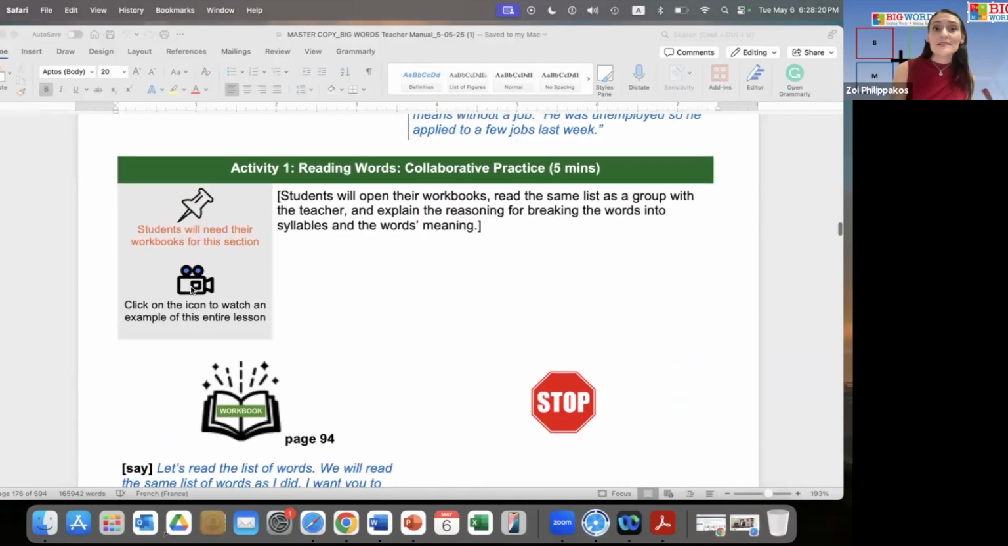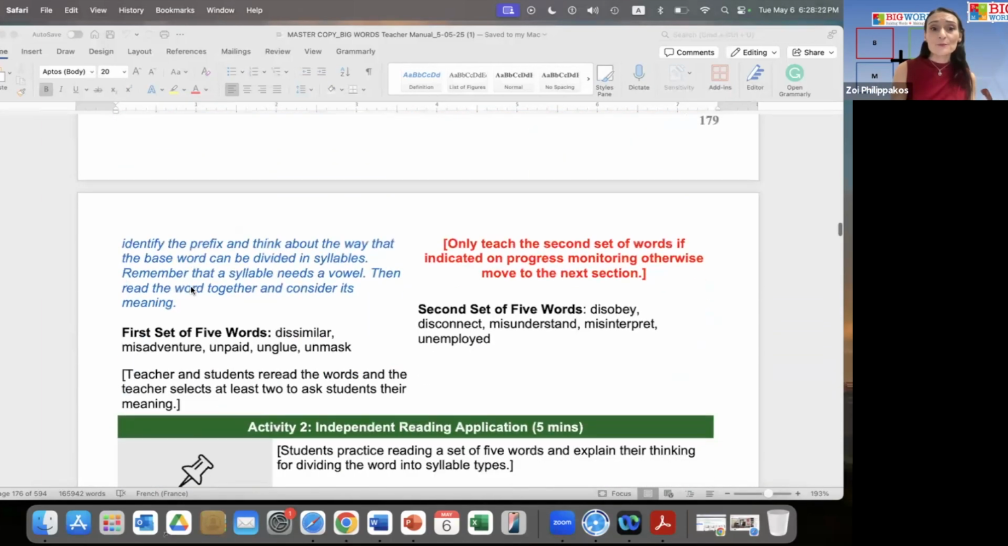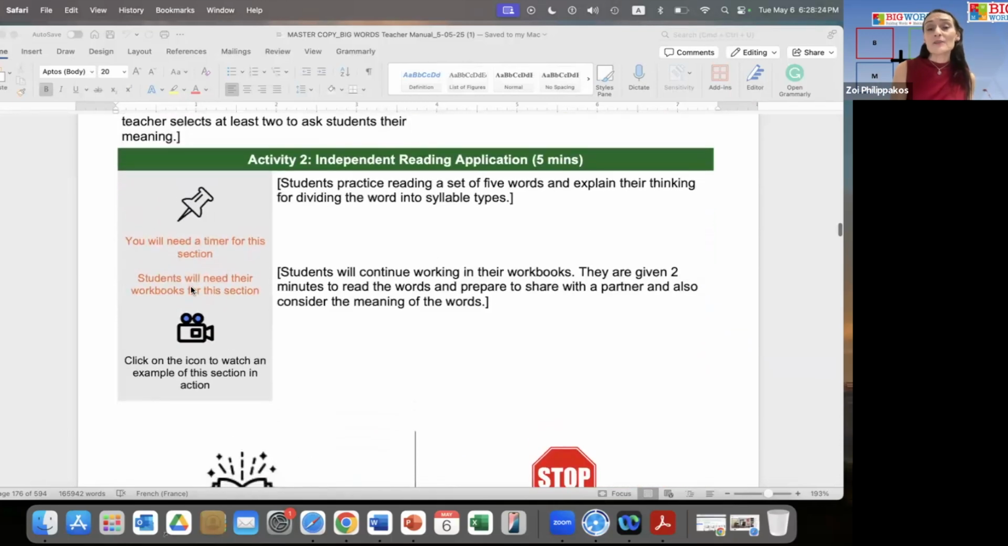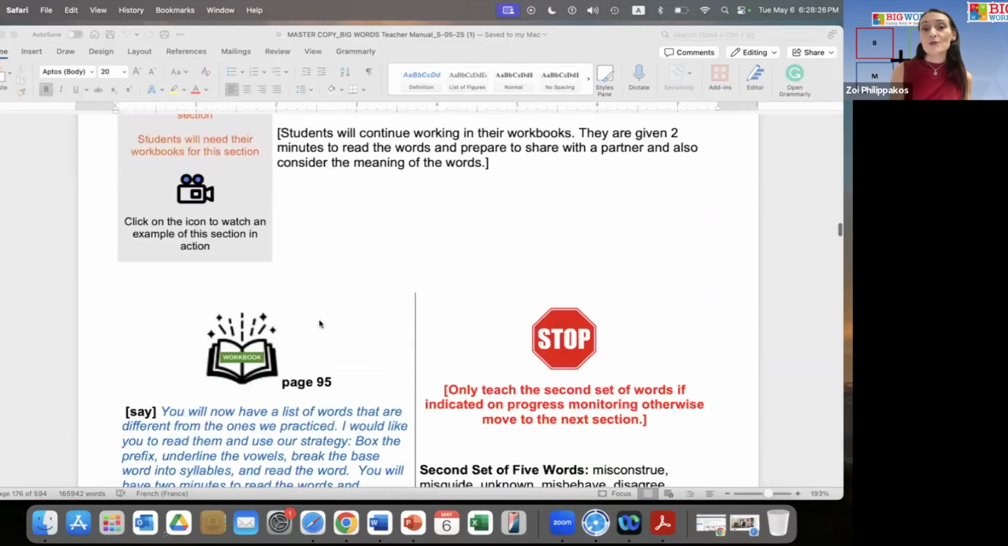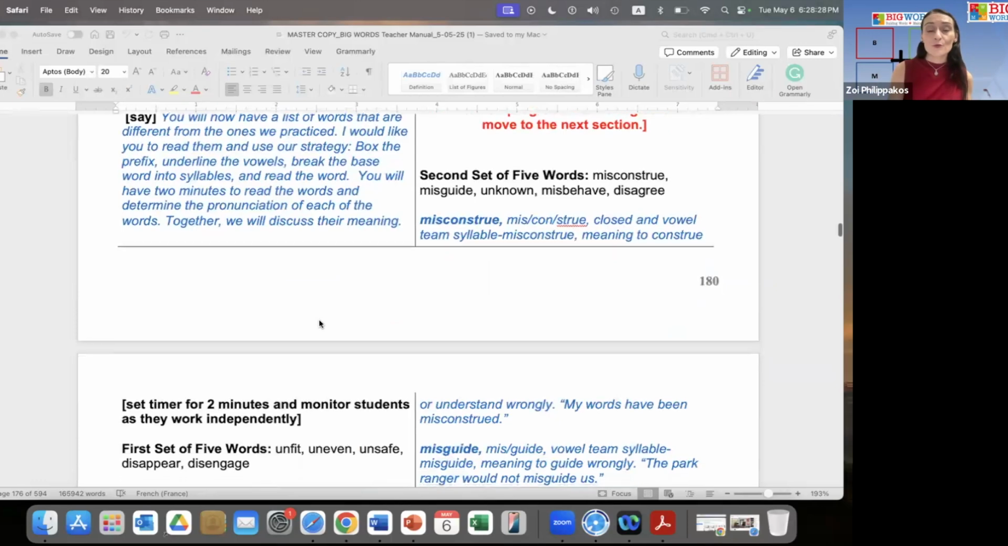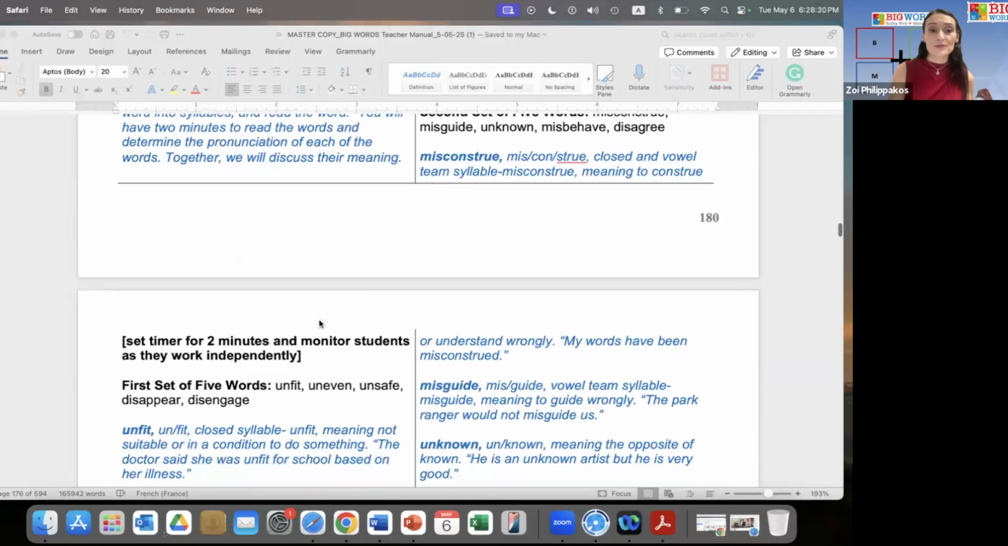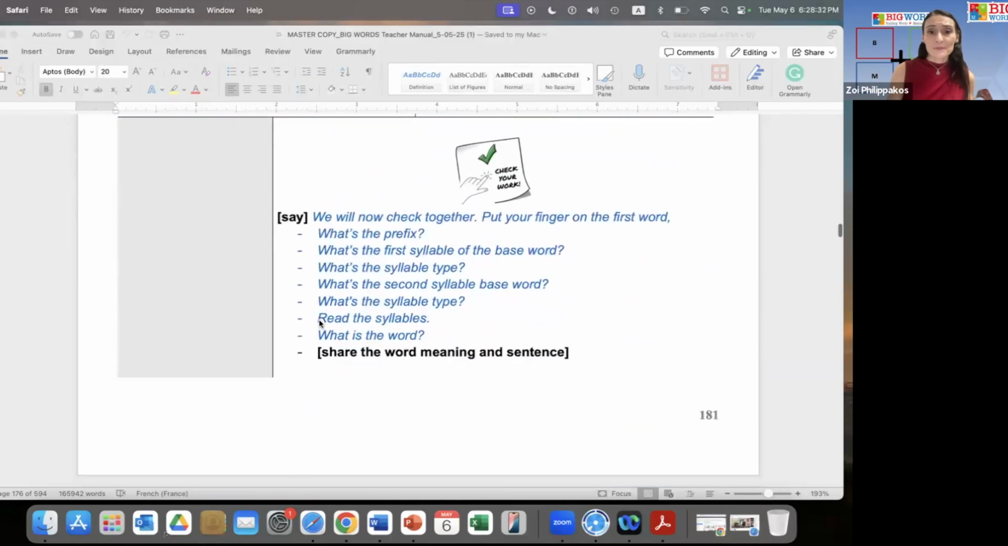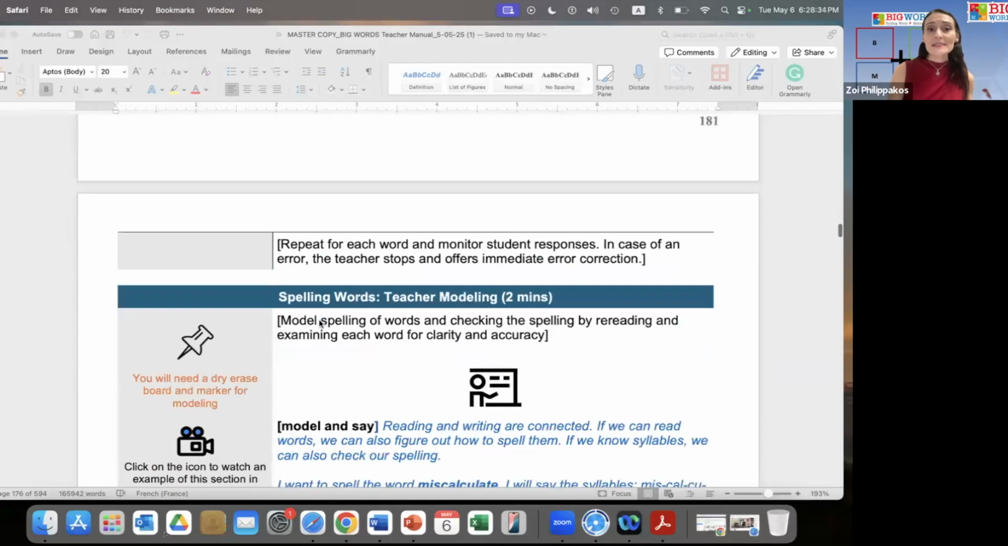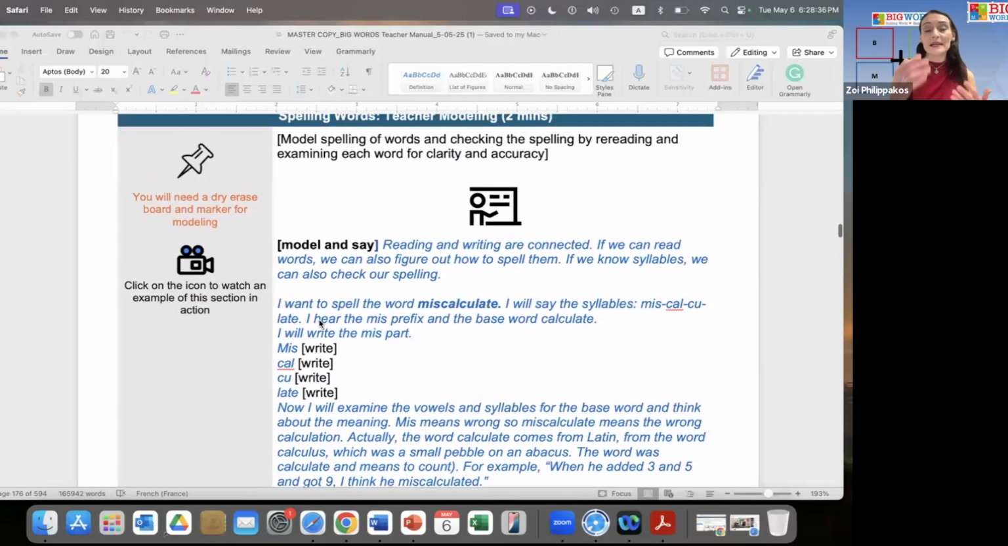And after this, the students will work with you. And finally, the students will work independently. So they will work on their own to decipher these words. After this task, you will work on the spelling of words. And this is how I will model for you the spelling.